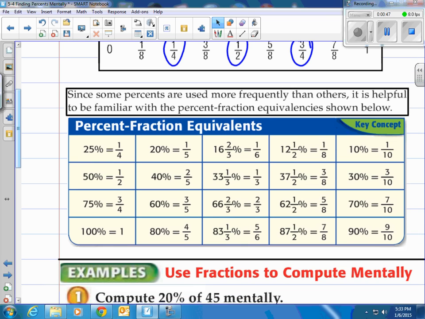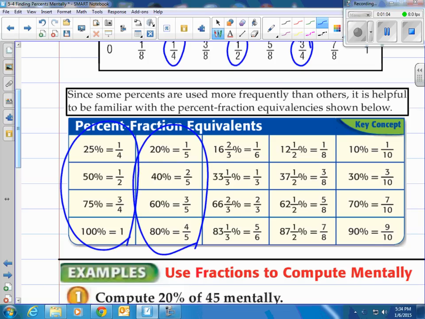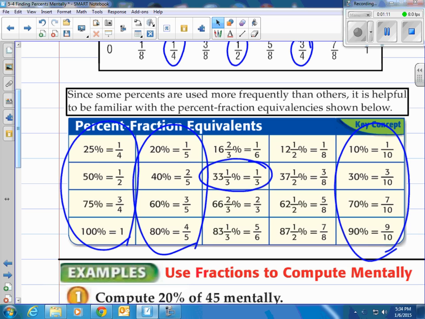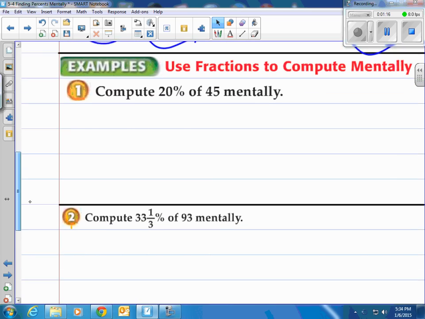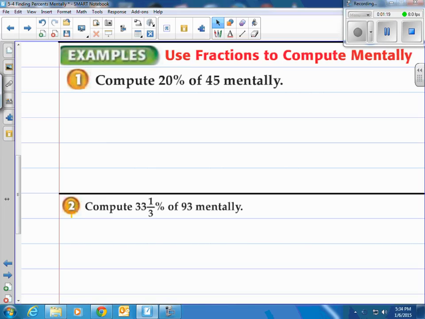Furthermore, since some percents are used more frequently than others, it is helpful to be familiar with or memorize many of the percent fraction equivalencies shown below here. And I would say that obviously those are pretty popular there. The 25s, the 20s are popular, the 10s are popular, and I see this a lot too. 1/3 of, or 2/3 of. The 8s and the 6s, sure you'll see those, but I don't think they're as popular. Well, let's try a couple.